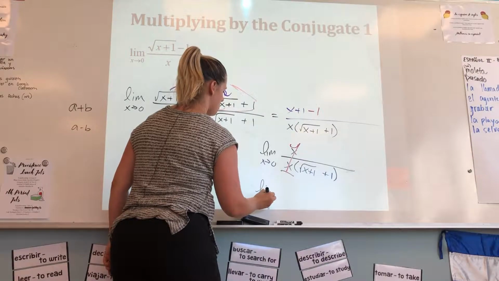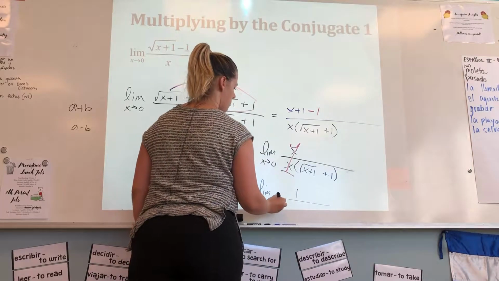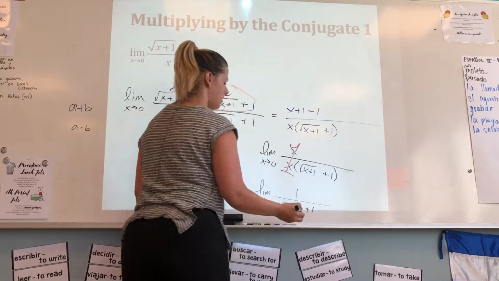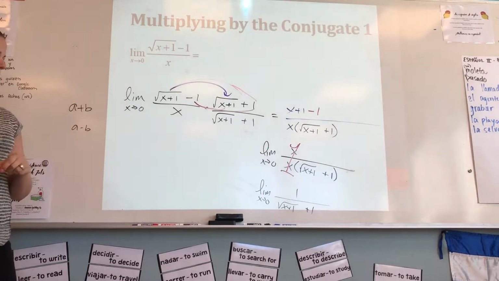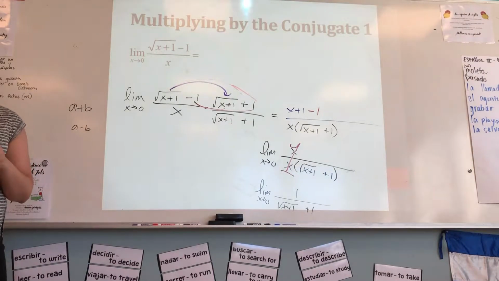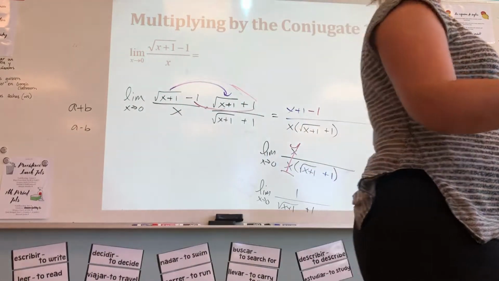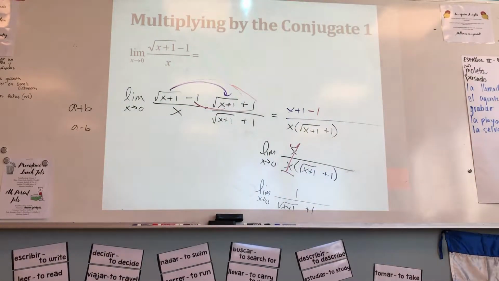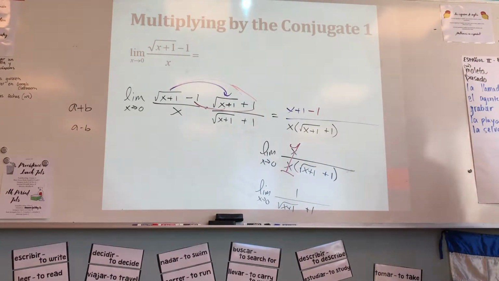Limit as x approaches 0. What do I write on top, everybody? 1. What do I write on bottom? Root x plus 1 plus 1. See why it's awesome that I left the bottom in factored form? Let's say I multiplied it out, canceling would not be so simple. I'd have to refactor it out again. After you cancel, go ahead and plug in. So, last couple steps. Substitute in the 0 now. Now I'm actually going to find the limit. It's not 0 over 0.